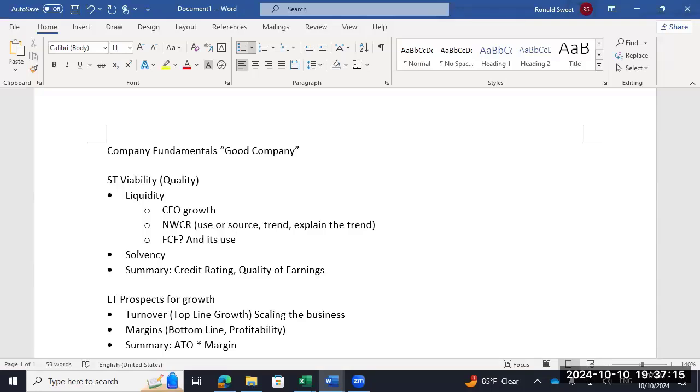Free cash flow. Are they producing free cash flow? If they're producing free cash flow, what are they going to be doing? Paying dividends, buying back stock, paying down debt, increasing CapEx. Okay.